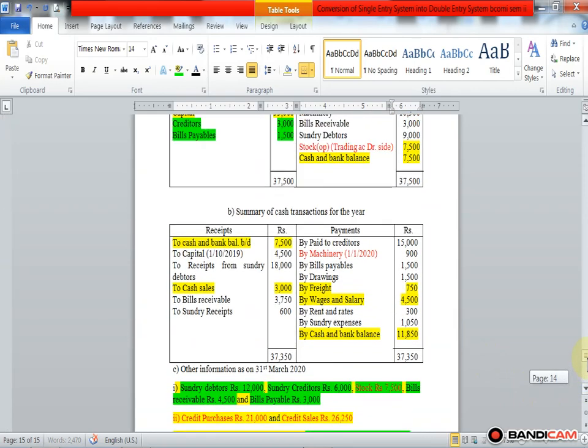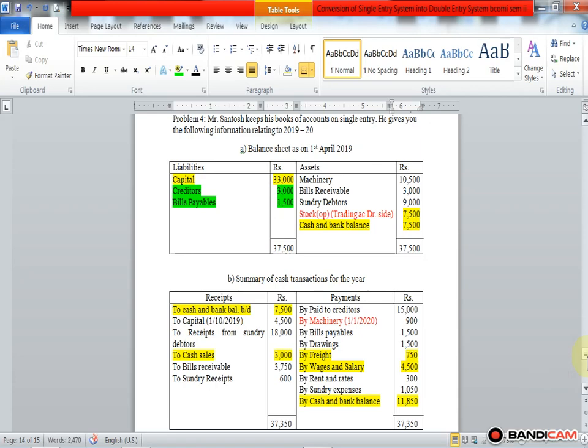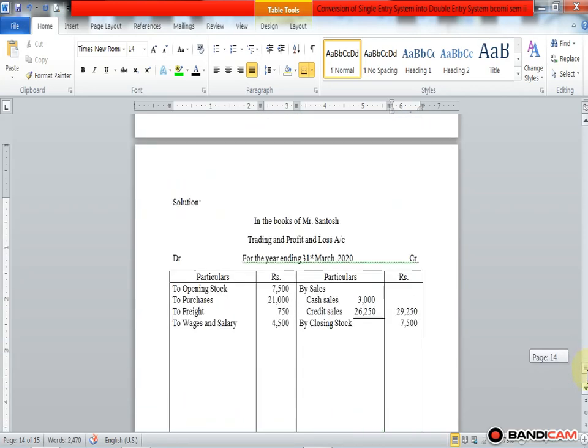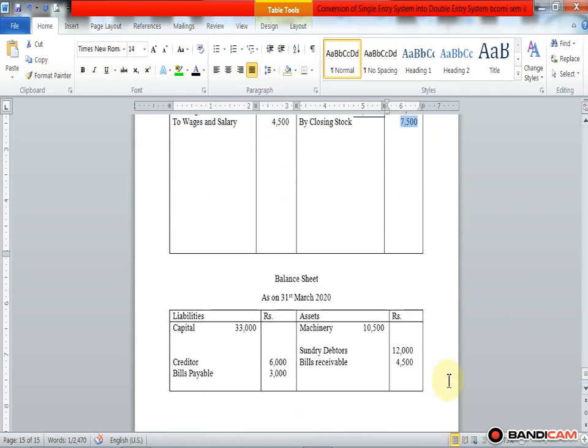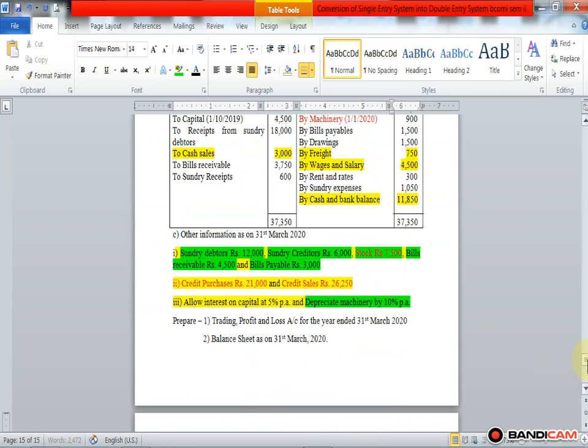Then stock is transferred to the trading account credit side. The same posting will be on the asset side, because closing stock is our current asset. So stock amounted to rupees 4500, sorry, 7500, as well as to find out the closing balance of cash.